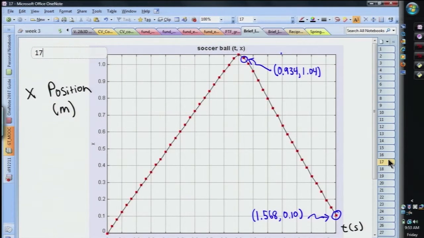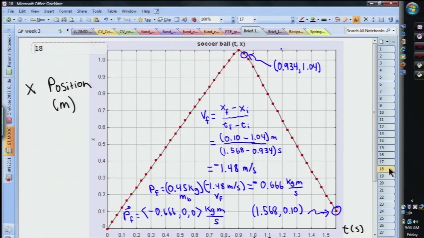Next, we estimate the final momentum after the peak in this plot using basically the same procedure. Again, we use two position versus time points, the two circled points shown, and these correspond to the point just after the peak in the position versus time plot, and the point at the final observed position in time. From these, we compute the final average velocity, to get v final. Then we can compute the final momentum and obtain the final momentum vector.